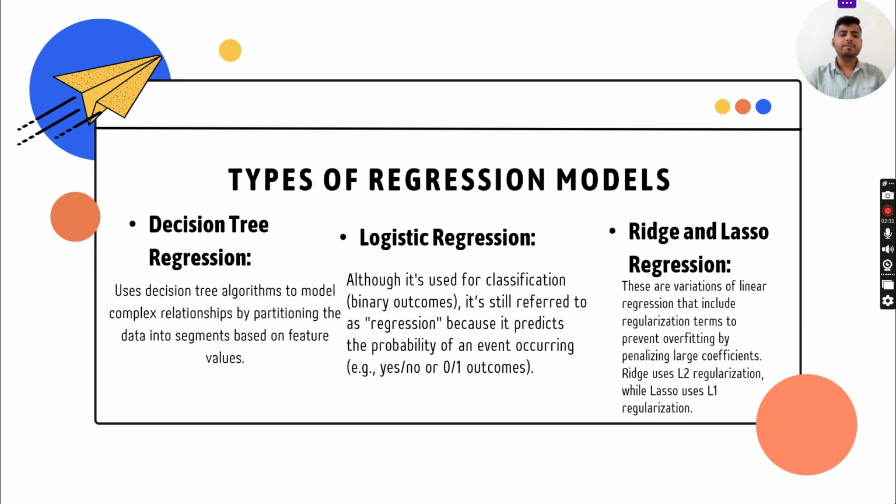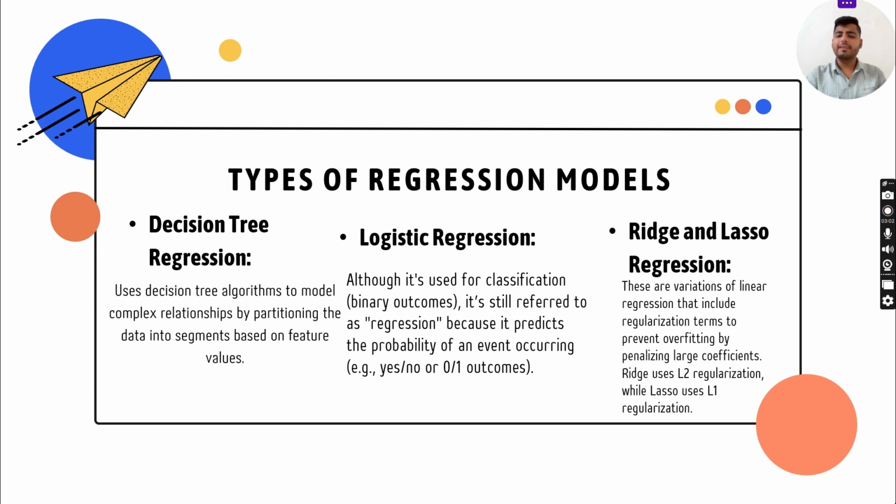Next type is random forest regression, an ensemble method that builds multiple decision trees and combines their output for more accurate predictions. Next is decision tree regression, which uses a decision tree algorithm to model complex relationships by partitioning the data into segments based on feature values. Next is logistic regression. Although it's used for classification of binary outcomes, it's still referred to as regression because it predicts the probability of an event occurring, for example, yes or no, or 0 or 1 outcomes.